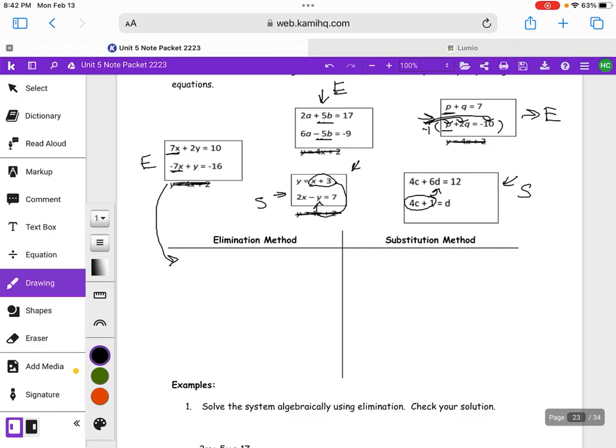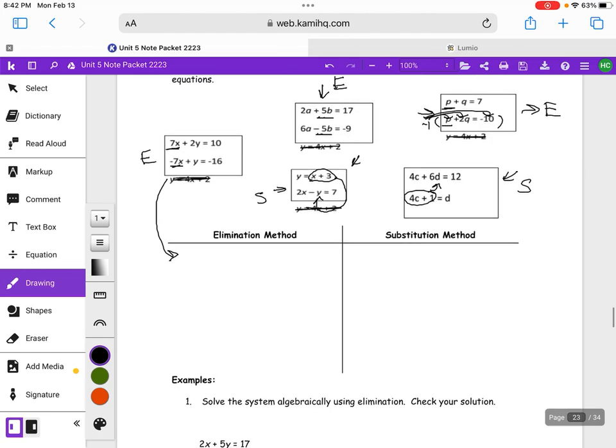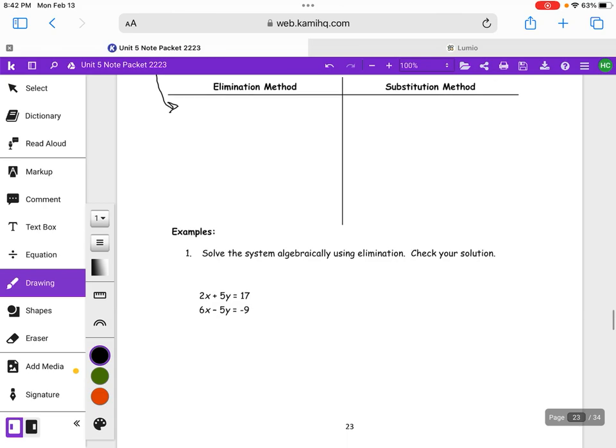So you can look through those and see if you agree with those, but those should be which ones I would use substitution and which ones I would use elimination.